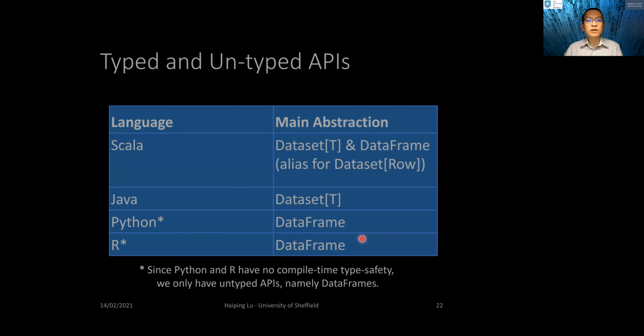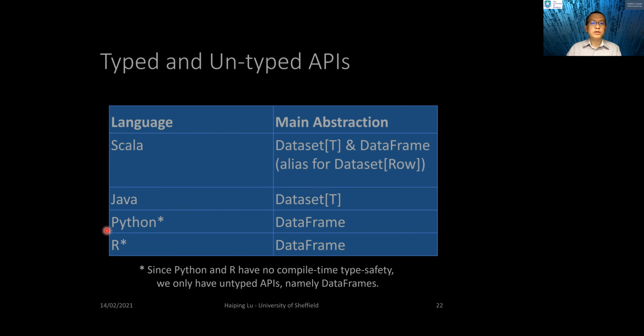And since you see the typing over there, it will also be good to learn a little bit more about the typed and untyped APIs for Spark, right? So there are four main languages for Spark. One is Scala, that is what Spark was originally written in, right? So Spark was developed using Scala. So the main abstraction is data set and data frame, right? And T means type, right? So that is type. And Java is also a typed language, has typings. So you use data set and type.